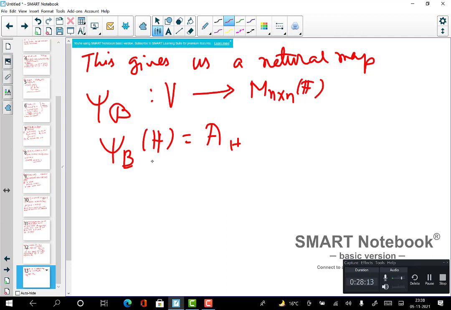This is obvious, because addition of matrices is linear, so psi_B is linear for any basis B. Obviously, if we change the basis, it will be a different map, right? It's linear for any basis B.